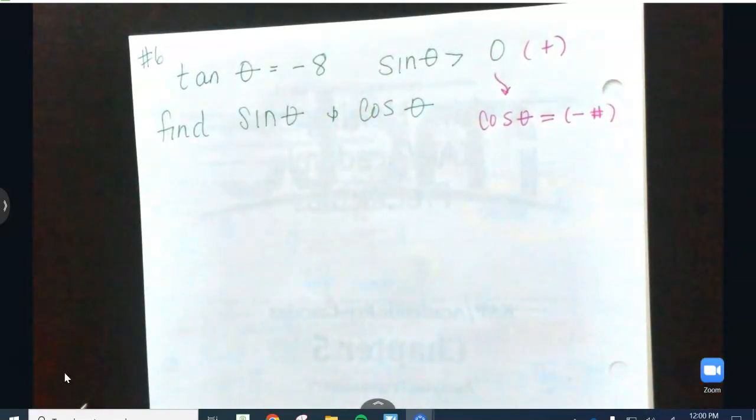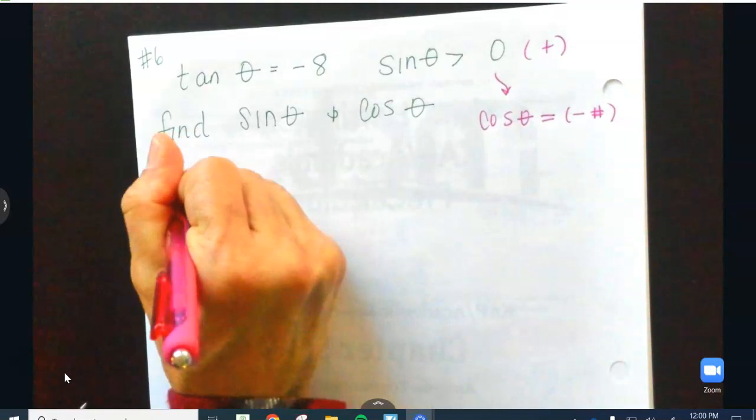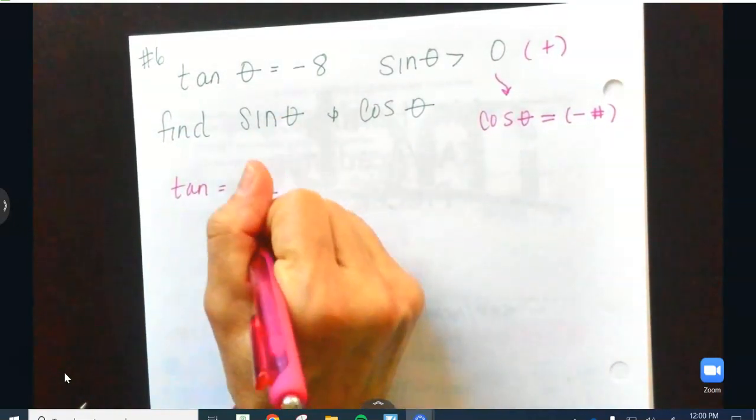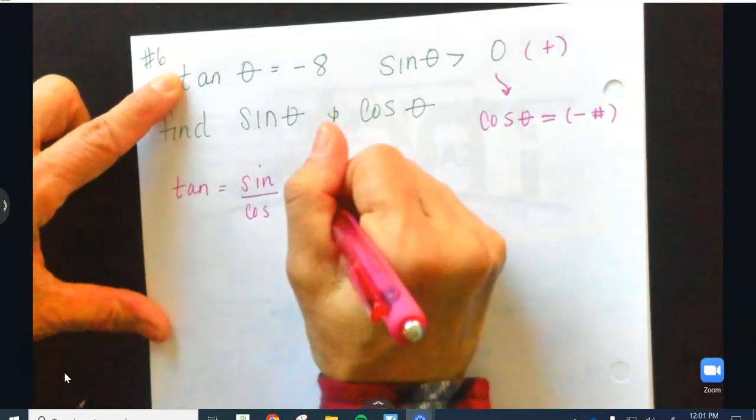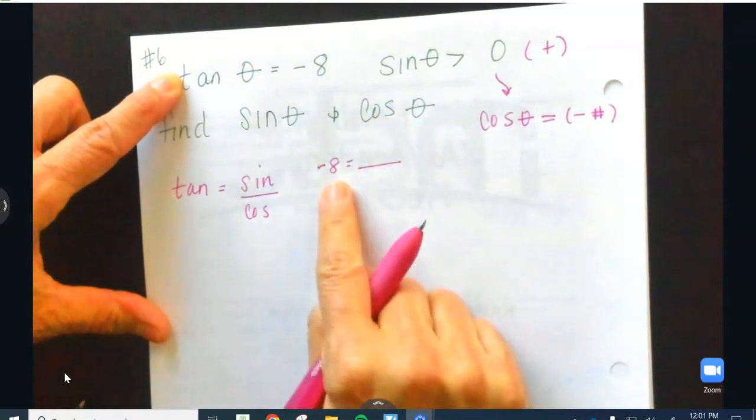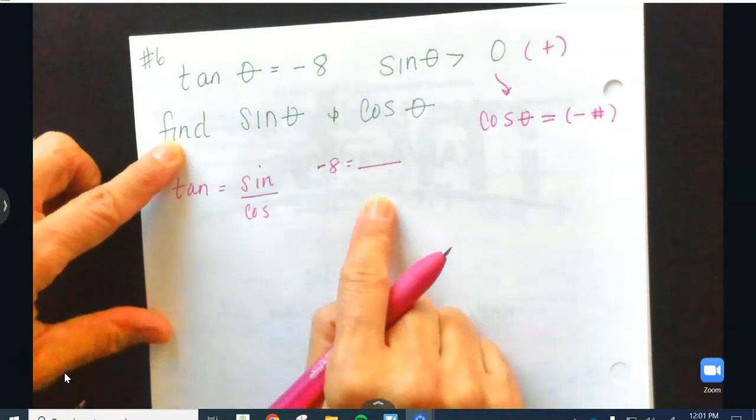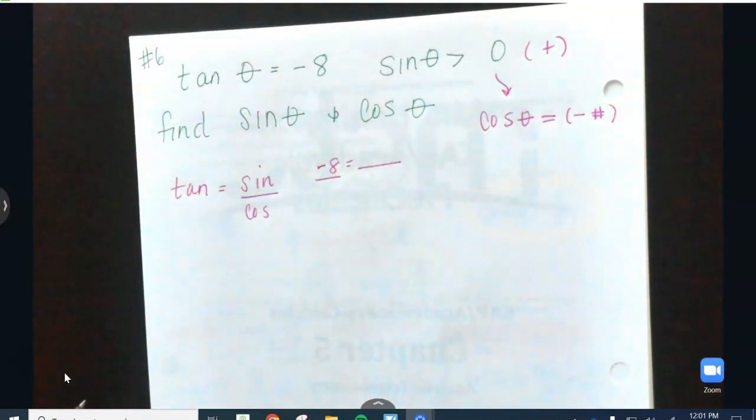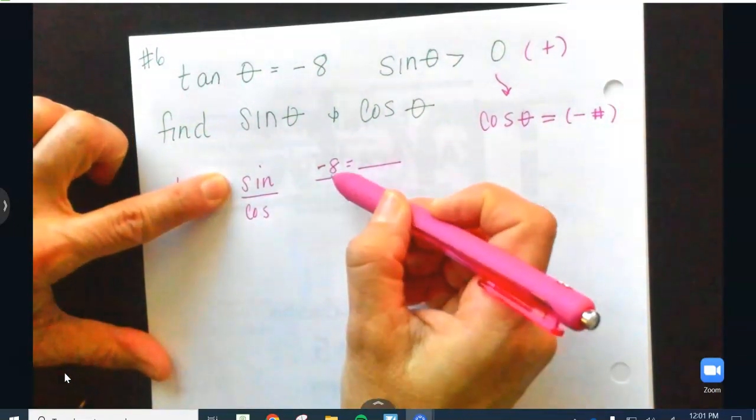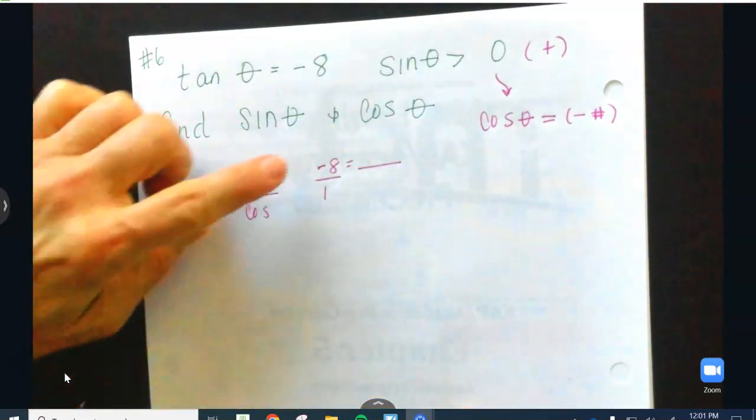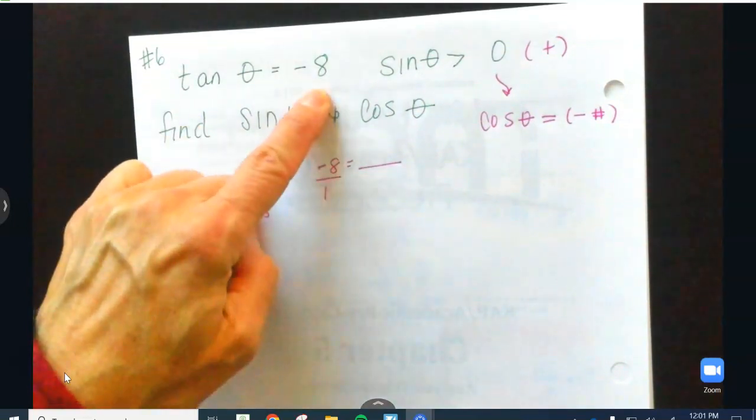All right, let's go ahead and figure out what's going on here. So remember, what is tangent? Tangent is sine divided by cosine. So tangent of theta is -8. Let's plug that in. And what must we know about sine and cosine? It must be a positive number. And remember, it almost has to just be written as a whole number. Sine is -8, cosine appears to be a 1. Remember, -8 divided by 1 is -8.